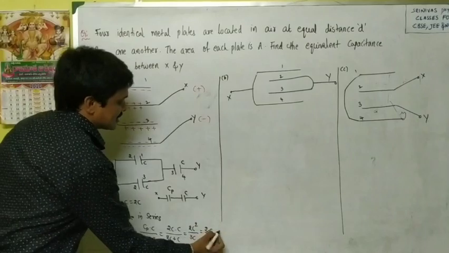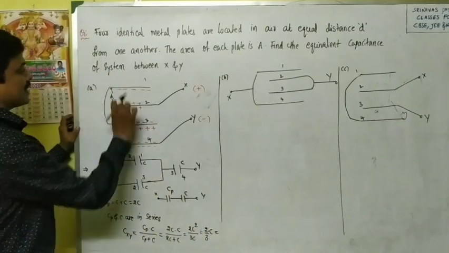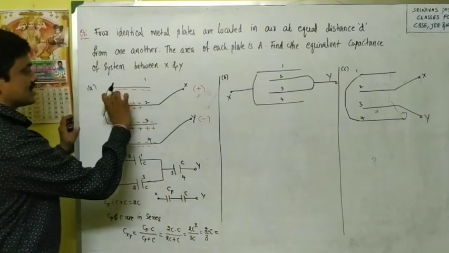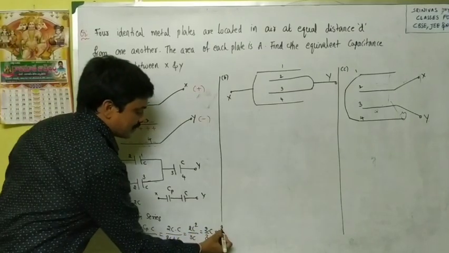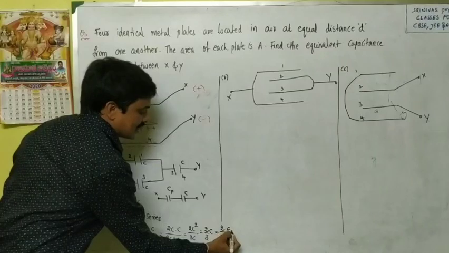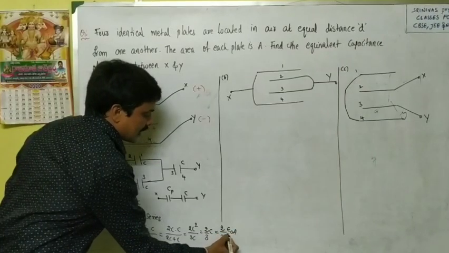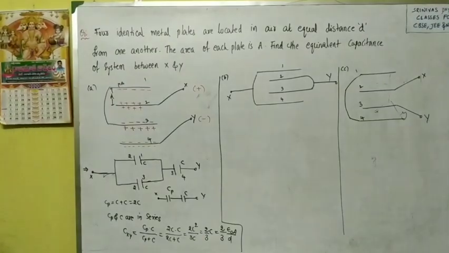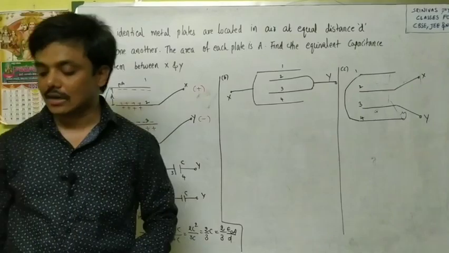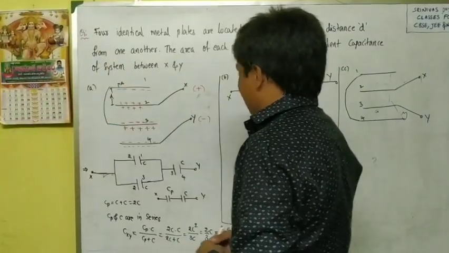C is the capacitance, right? The capacitance of one plate, one capacitor. This is one capacitor, separation is d, area is A. Then the capacitance formula is epsilon naught A by d. Then what are you getting? 2 by 3 epsilon naught A by d. Right? It was very interesting. If you have any doubt, you can ask me once again. And I am going to explain one more problem. You will get the clarity, right?